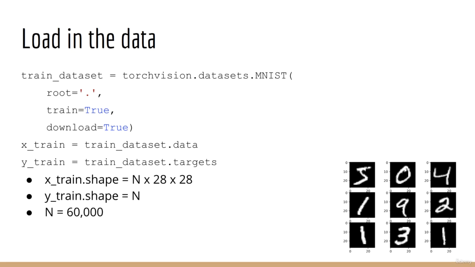When we call the function torchvision.datasets.MNIST and pass in train equal to True, we get back a training dataset object, which is similar to what we saw in scikit-learn. Specifically, if we call the data attribute, we get the input data, which are the images. And if we call the targets attribute, we get the targets, which are the labels, telling us what digit the corresponding image is of. We can think of trainDataset.data as X_train and trainDataset.targets as y_train. So X_train is of shape N by 28 by 28, whereas y_train is a 1D vector of length N. In our case, N is equal to 60,000.